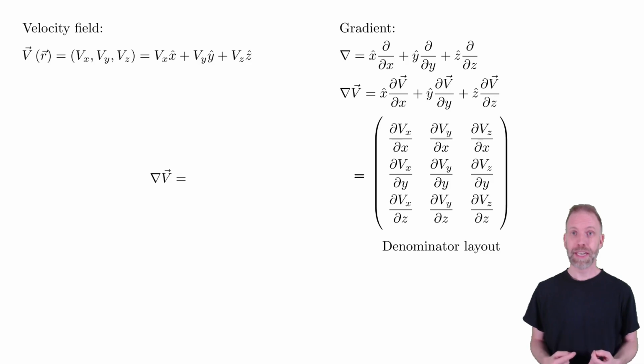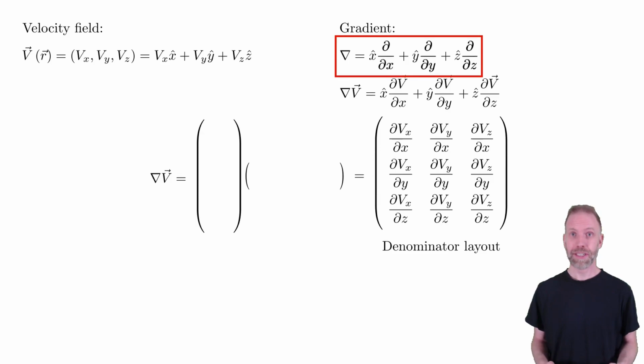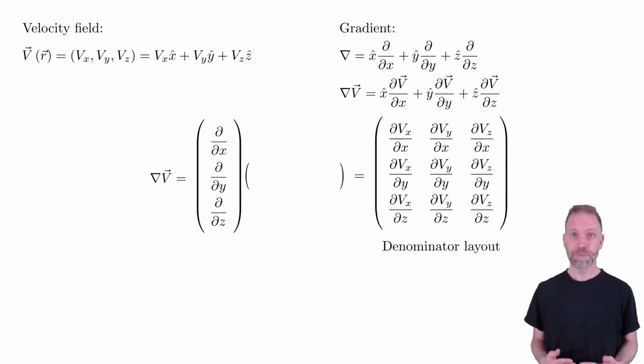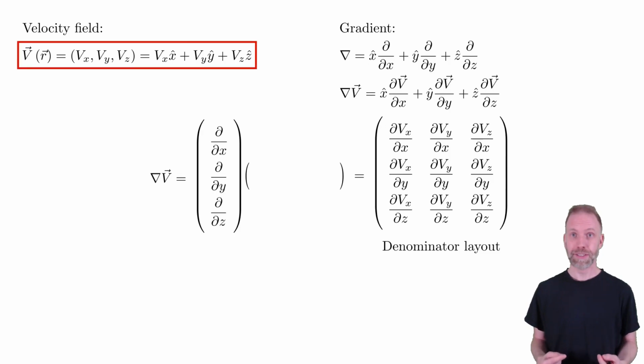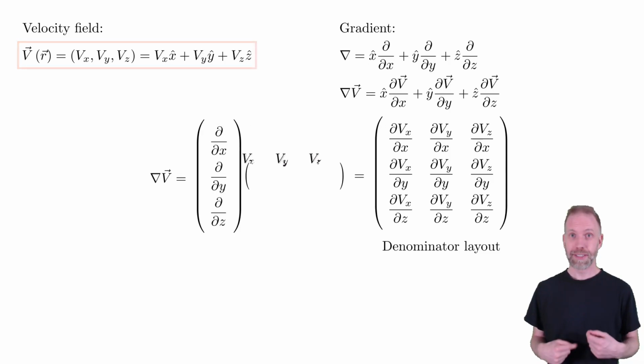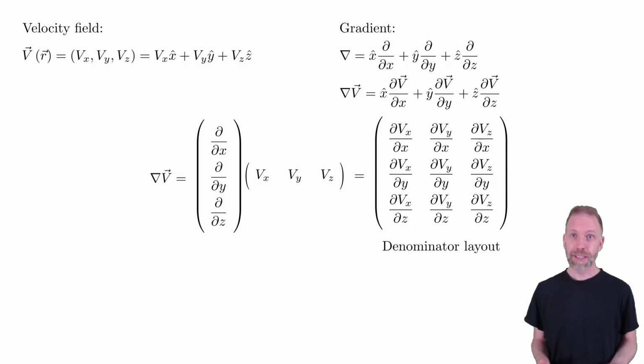In the denominator layout, we can write the vector gradient as the following matrix multiplication. Insert the gradient operator as a column vector and the vector v as the row vector. This is the same matrix operation that creates the dyadic product.